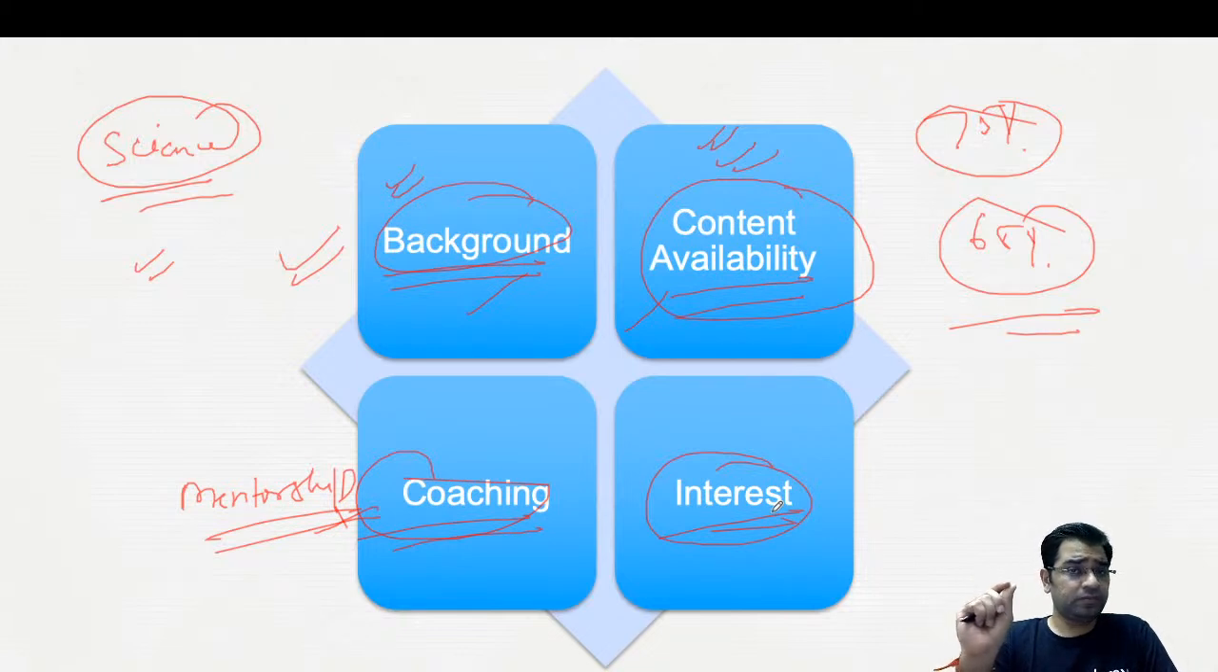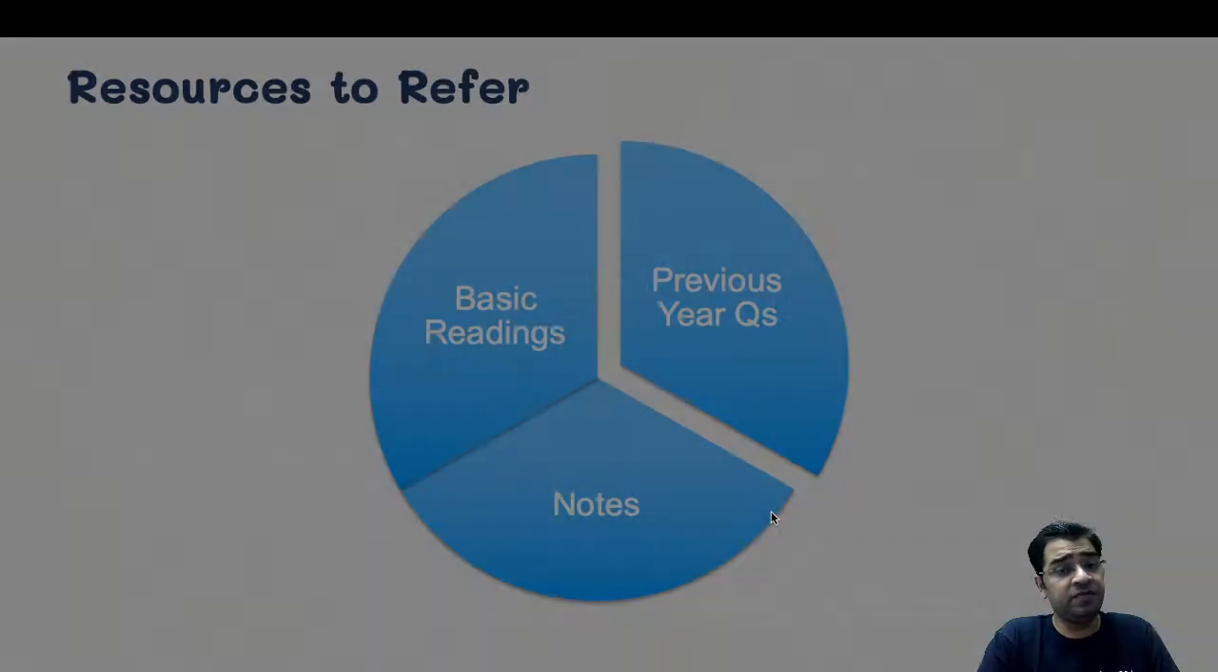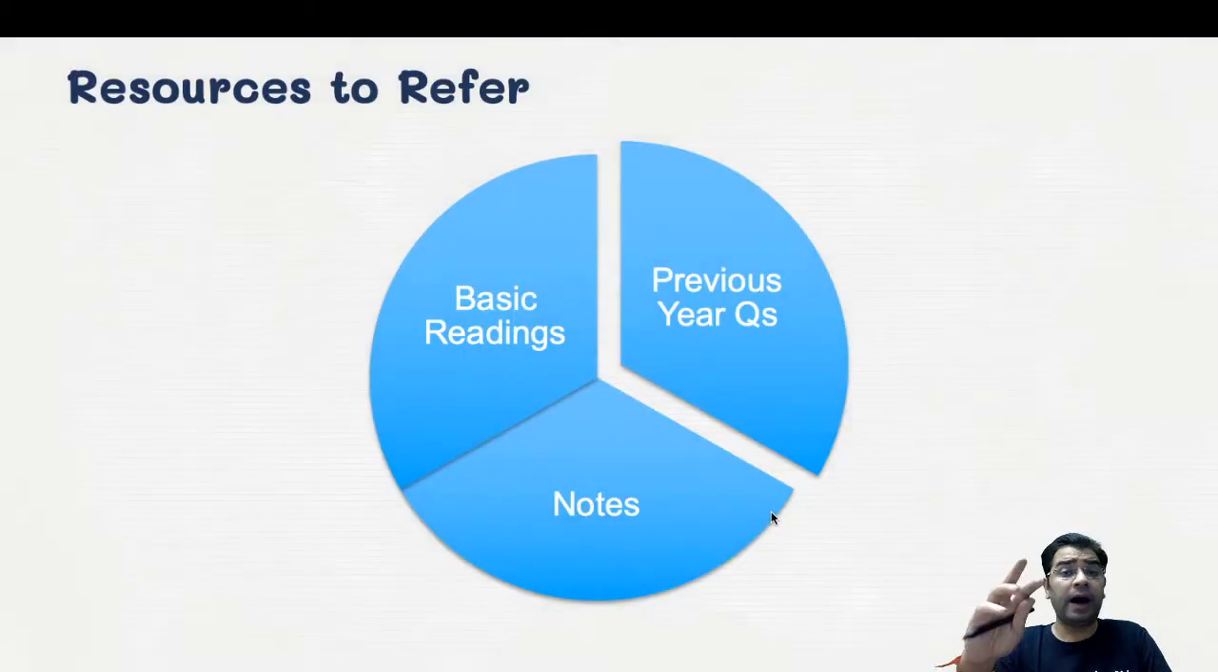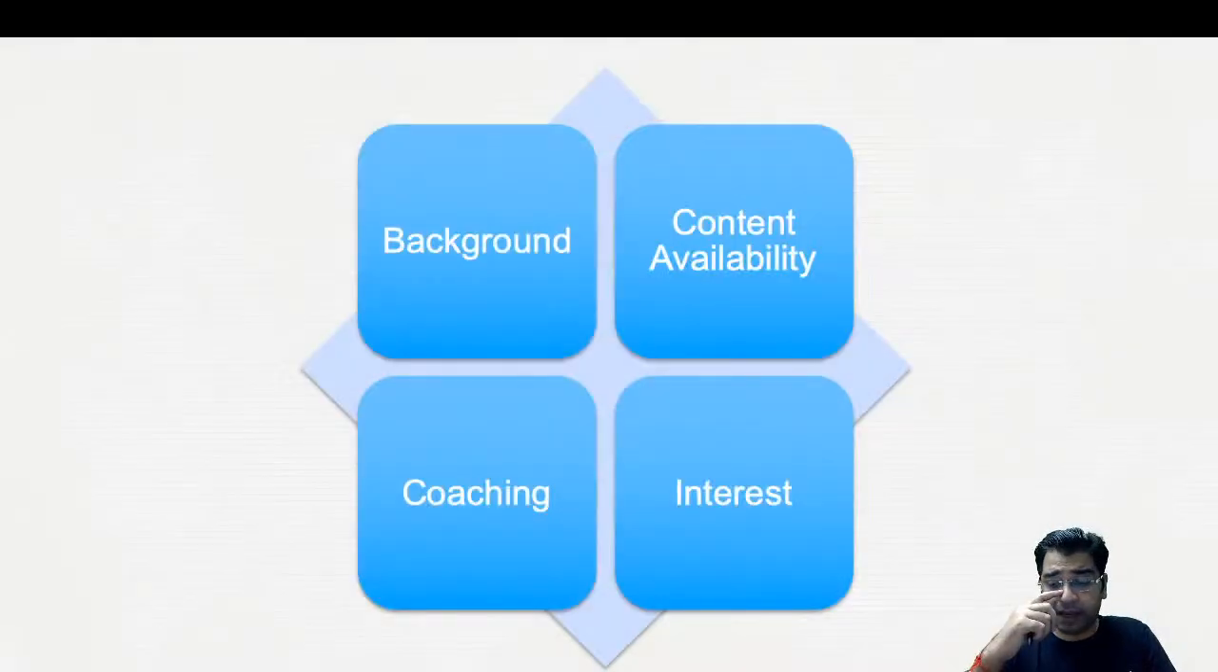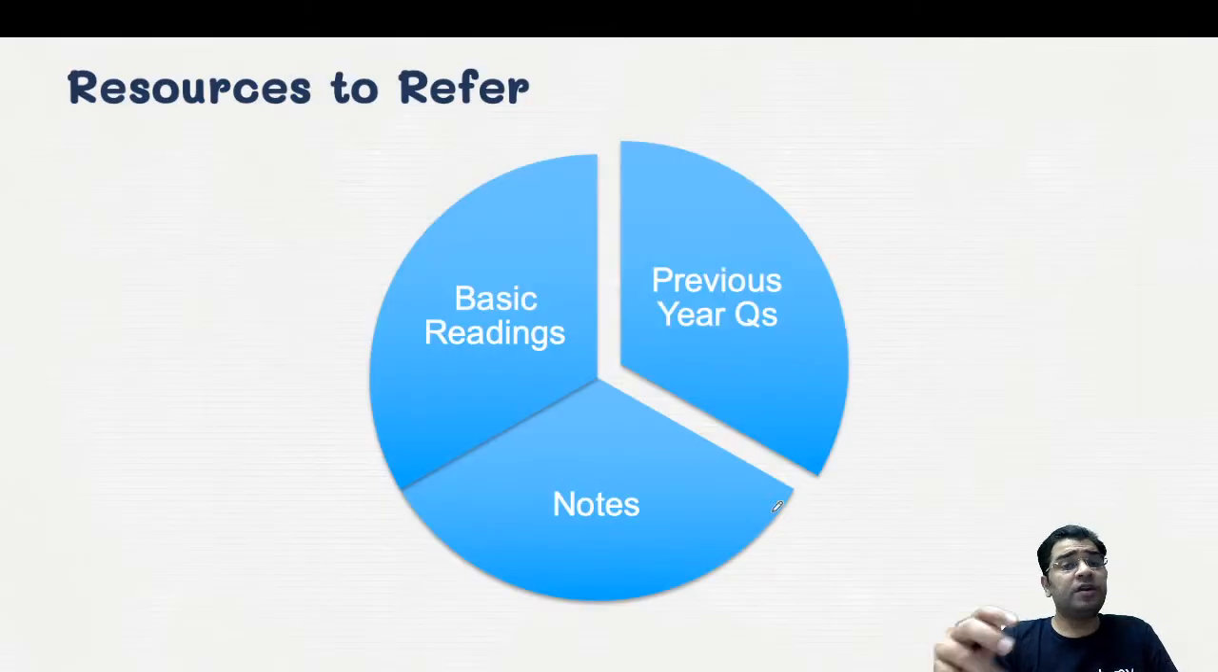The more concise you are, the better you will be able to cram the notes, and the easier things will be for you. Then, how to select which optional we should go with?